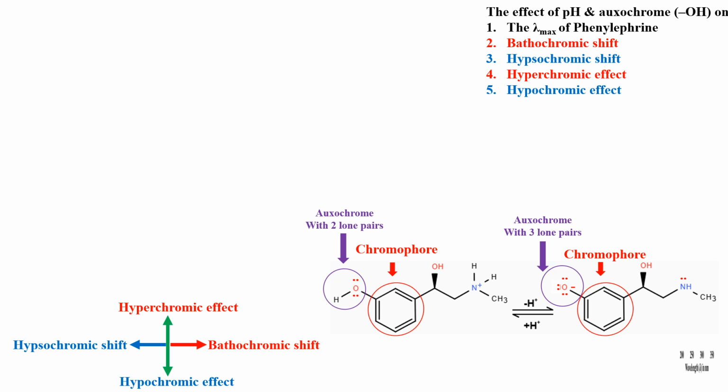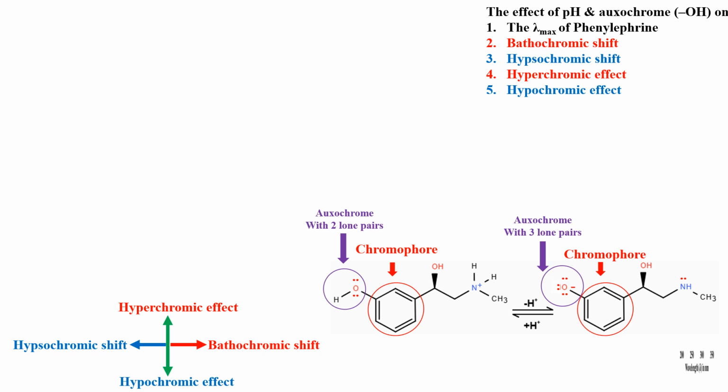Now under basic conditions, the hydrogen atom that is covalently bonded to the oxygen atom of the OH group is removed in the form of proton, and as a result, you find the OH group is ionized, and it bears 3 lone pair of electrons, and in the side chain, you see the terminal methyl group is covalently bonded to secondary amino group where the nitrogen atom is bearing 1 lone pair of electron. So this is the structural change you observe when phenylephrine is dissolved in 0.1 molar sodium hydroxide solution, that is under basic conditions.